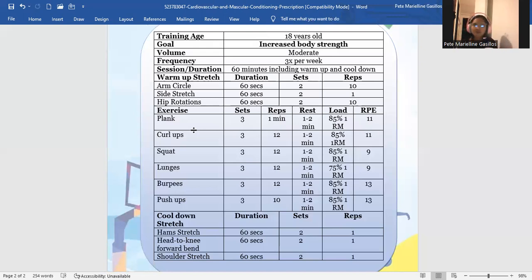And then push-ups, I also decided to have 3 sets for push-ups, and then 10 reps only because I can't push myself hard enough to do all the activities. Joke. So my rest is 1 to 2 minutes. Again, my load is the same as the other exercises, which is moderate. My RPE is 13 since it is very hard for me.